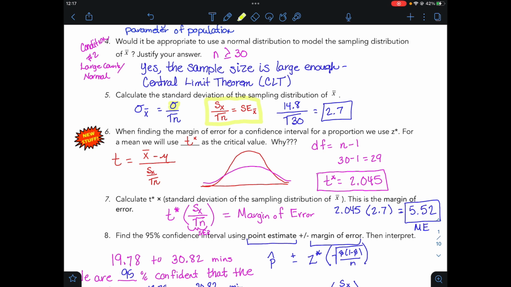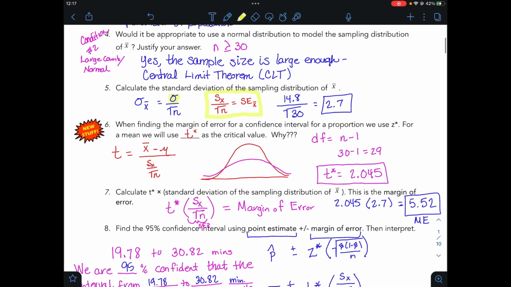Now we talked about where T comes from, and it's just taking our sample mean minus the population mean, which of course we don't know, divided by our standard error. So that's kind of how T comes about. But we don't have to do all that. We're going to use the table. To be able to use the table, we have to find the degrees of freedom, and degrees of freedom are just our sample size minus 1. In our case, we had 30 minus 1, so our degrees of freedom are 29.